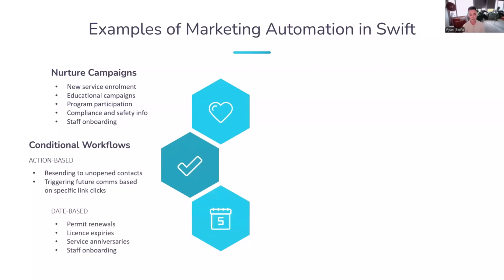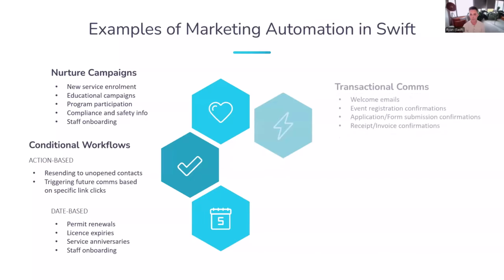We also offer date-based comms. So these would be things like permit renewals, license expiries. Again, staff onboarding, you could have a staff onboarding start date, and based on that date, which is unique to each staff member, it triggers certain comms out to them before or after their start date. So that gives you an idea of the different types of conditional workflows that you can trigger through Swift.